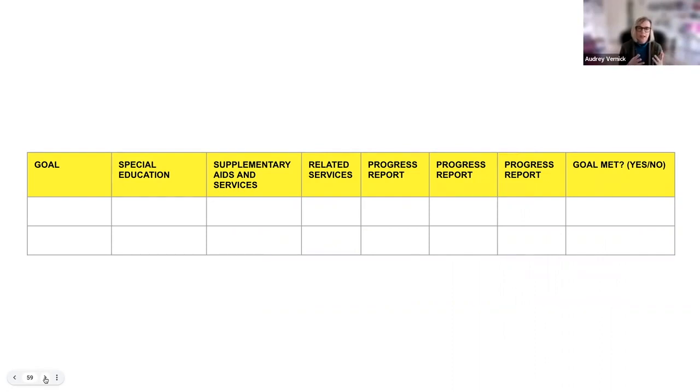what special education they're receiving to meet the goal, what the supplementary aids and services, related services, et cetera are. You can add all this or not. And then put their progress reports in. And then, was the goal met? So that at the end of the year, you have this little data sheet and you can look at that last column or even the progress reports and say, the goals weren't met or these progress reports don't make sense. I wouldn't wait till the end of the year. If you're not receiving or understanding progress reports throughout the year, you need to stop and ask for those, okay?